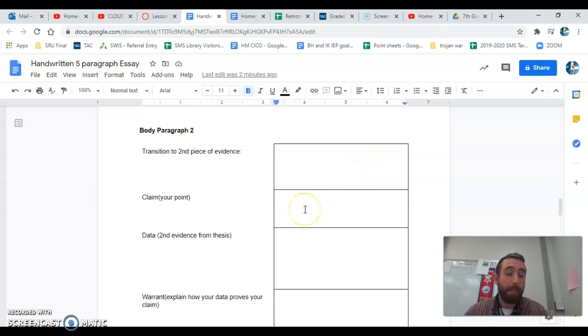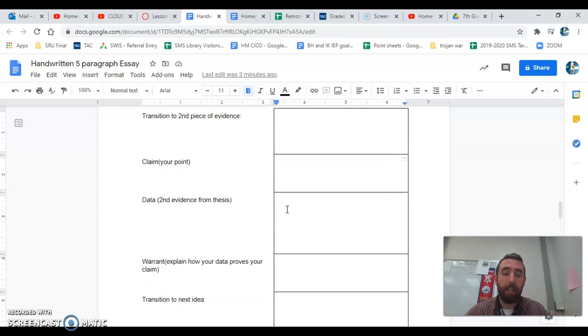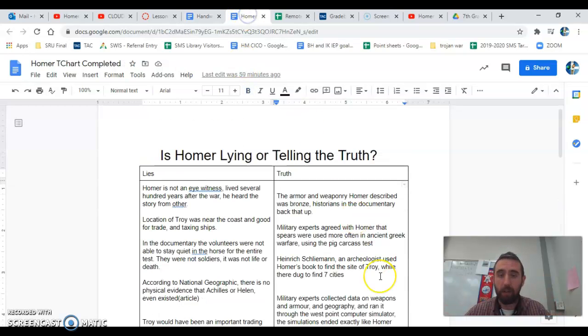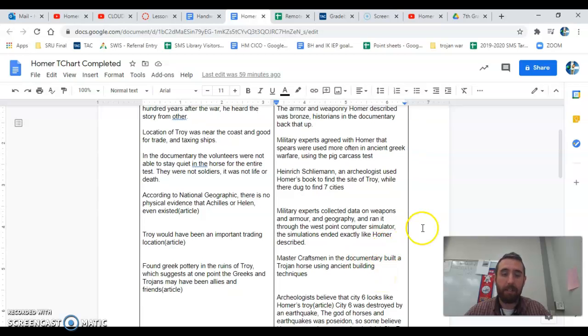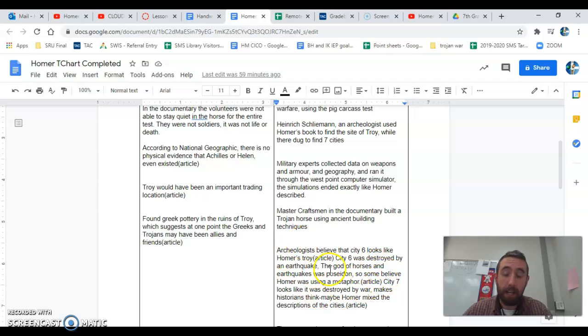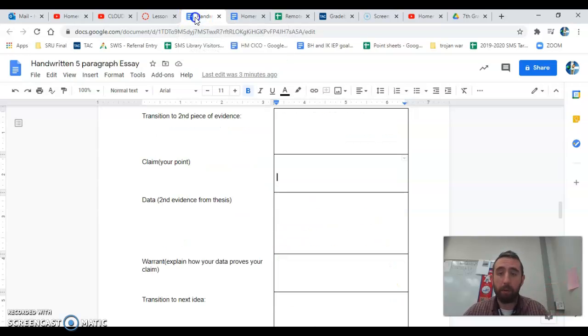geography. We say our claim could be one thing he was definitely right about was the geography, where the city was located, based on where the archaeologists found those arrowheads, right? Then you could talk about Heinrich Schliemann, right? You can talk about the 7 cities or the 9 cities that they found, okay? How potentially Homer mixed them together. These are all just hypotheticals, okay?